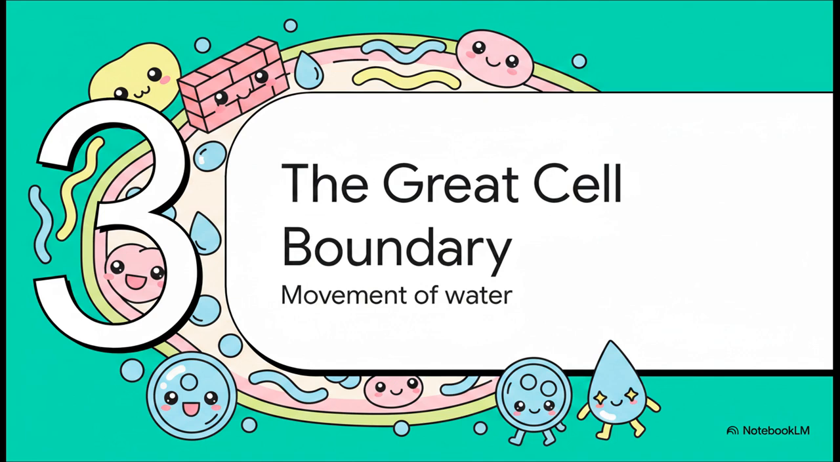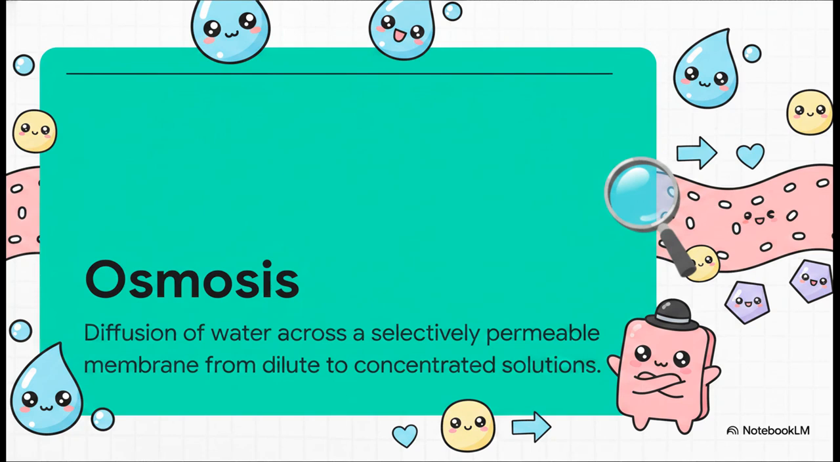Section 3. The great cell boundary, walls, membranes, and the movement of water. No cell lives in total isolation. They're constantly interacting with the fluid swirling around them. To understand how cells survive in their environments, we really have to understand osmosis.